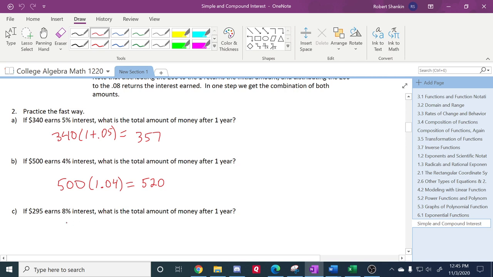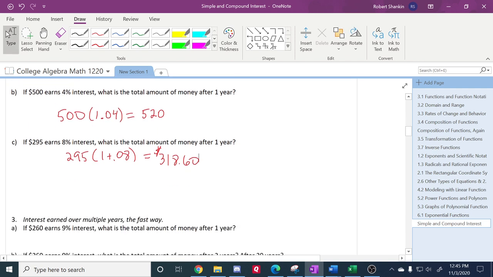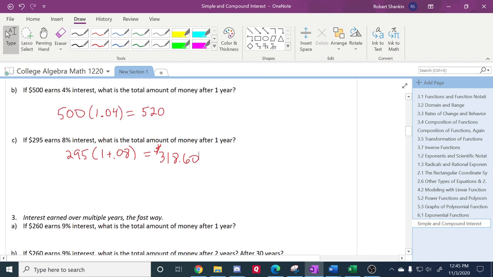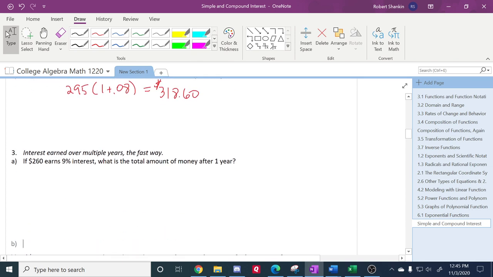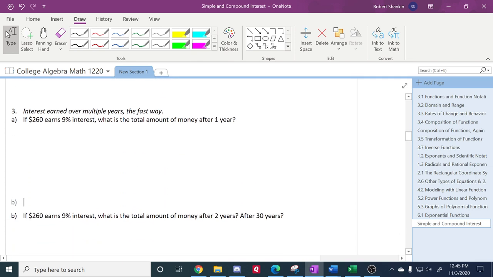And this turns out to be 295 times 1 plus 0.08. Pull out the calculator, $318.60. All right, any questions so far? All right, let's move on. Interest earned over multiple years, the fast way. So, go ahead and do part A. 260 earns 9% interest. What's the total amount of money after 1 year?